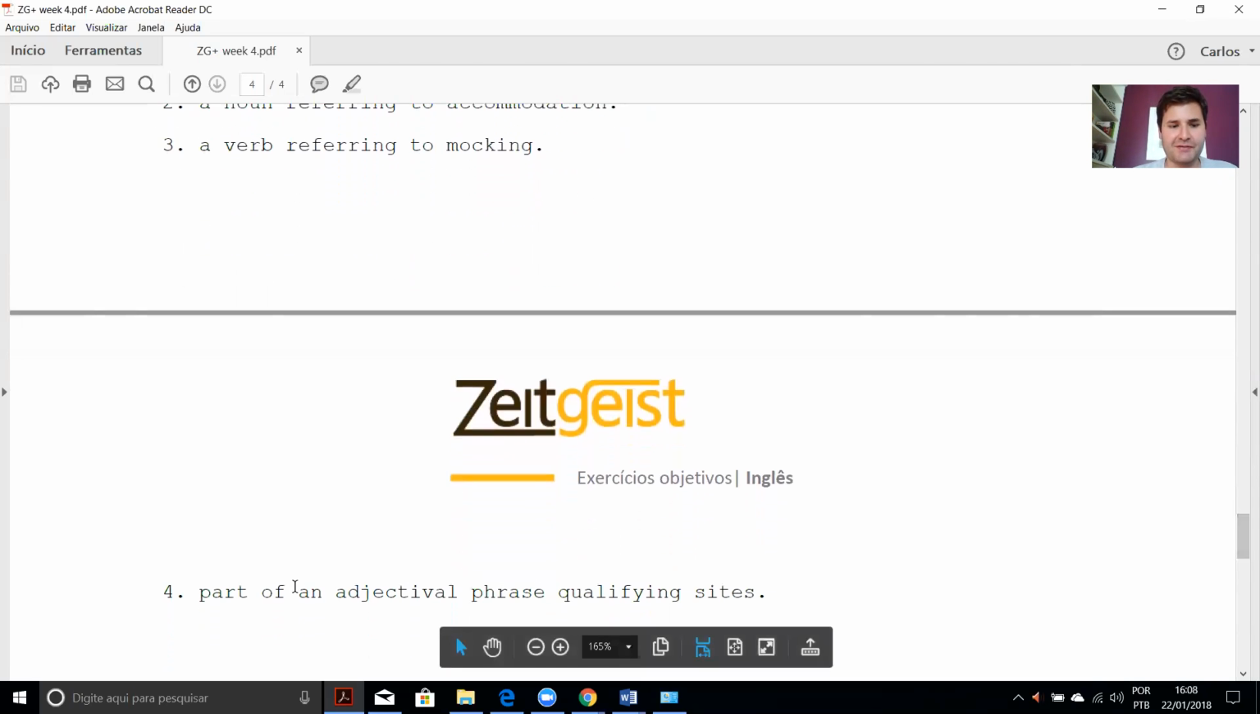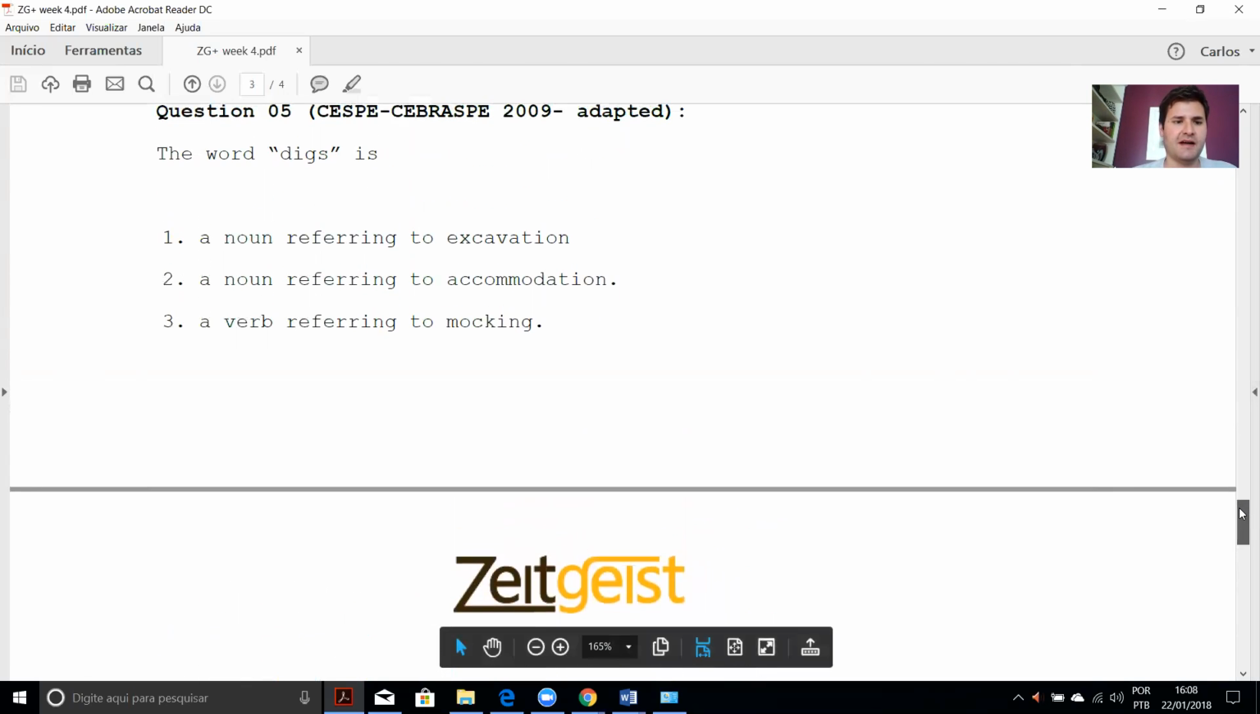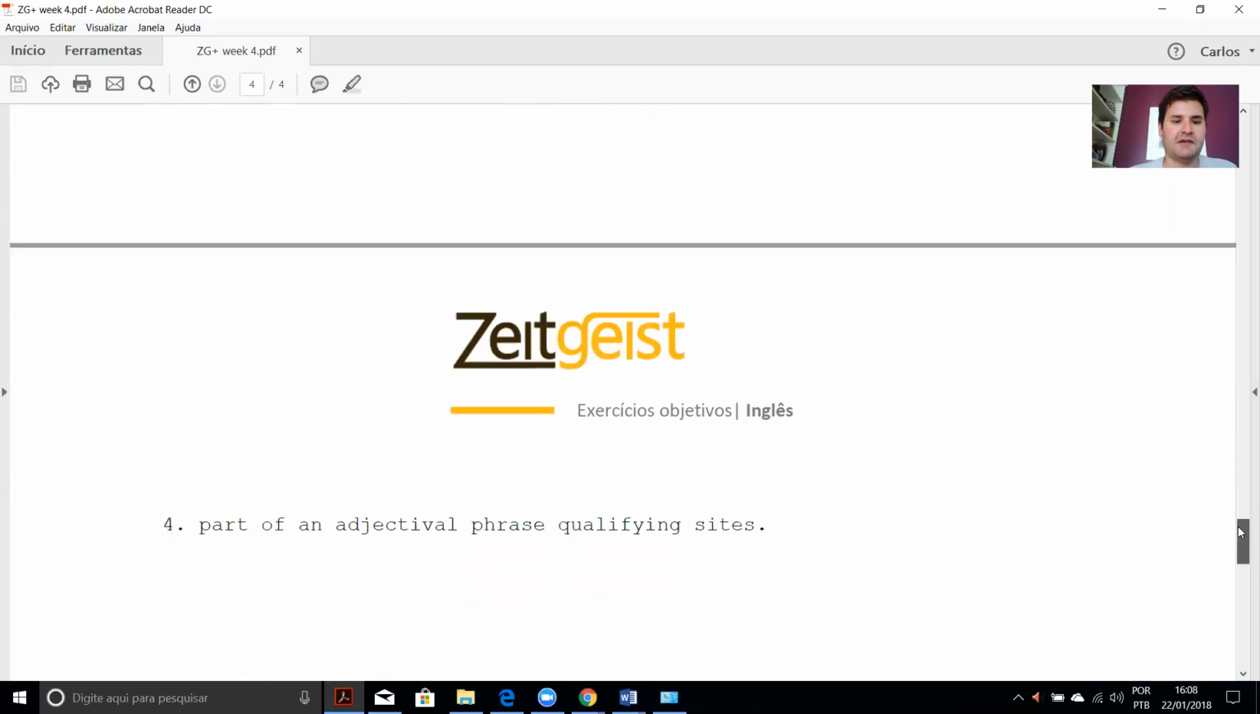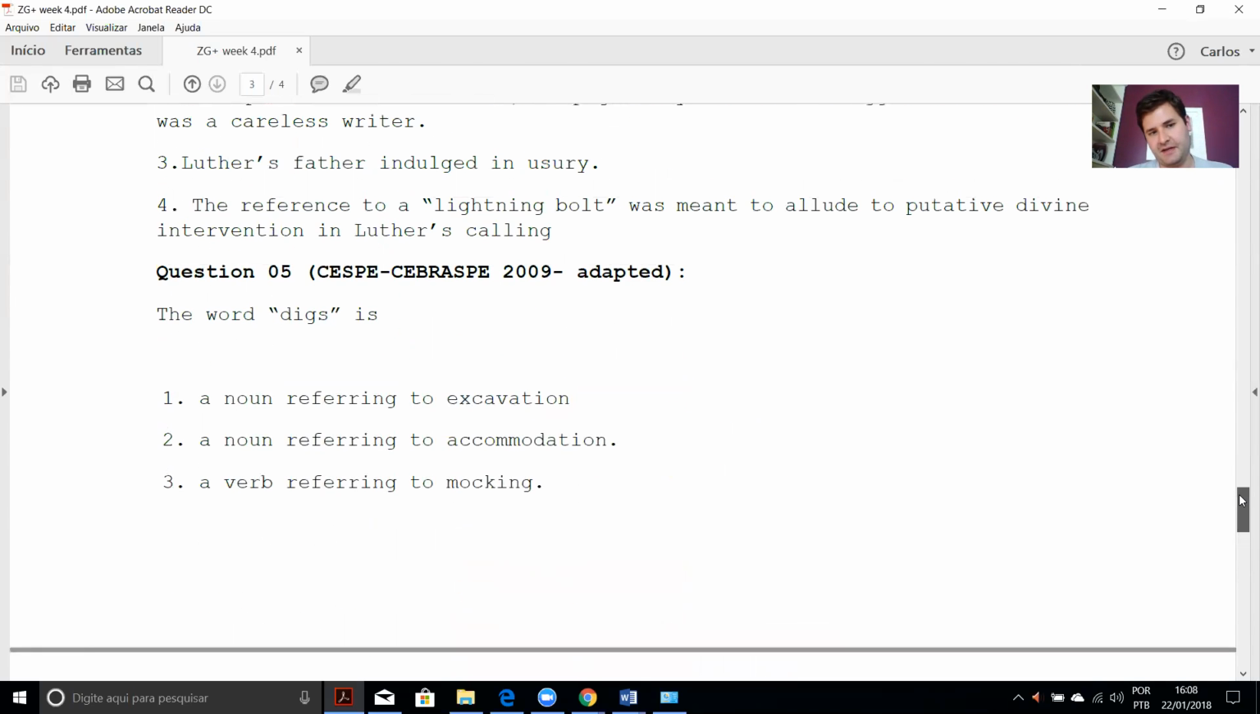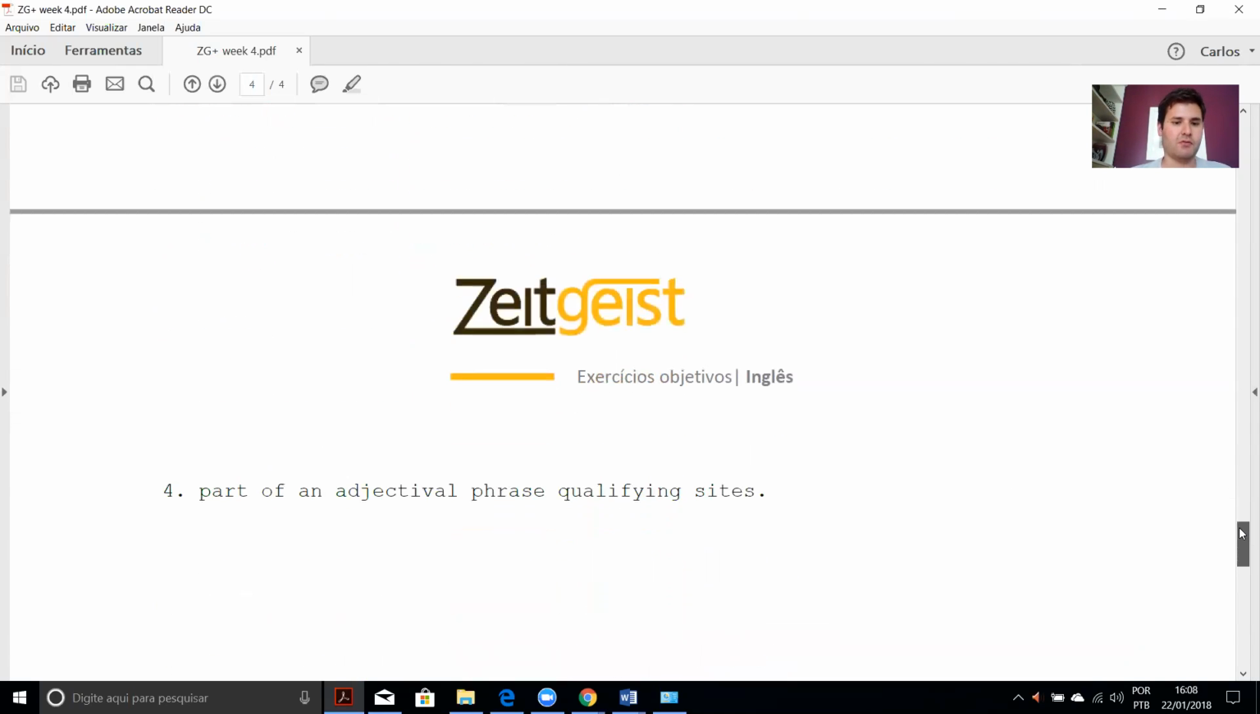You see here they were trying to confuse you, putting a lot of grammatical terms before it, when all you needed to know was the meaning of the word. You didn't need to know it was a noun, a verb, or part of an adjectival phrase. If you knew the meaning and how it was employed there, you would immediately see that it was number 1. Excavation is the only one correct. The other ones are all wrong. So recapping, 1 is right, and 2, 3, and 4 are wrong.